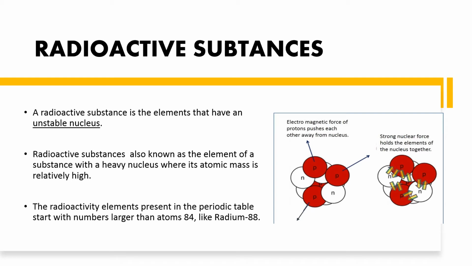Because the nucleus is unstable, the atom will decay into more stable ones, and unstable nuclei emit particles. The process of emitting energy by the nucleus of a radioactive atom in order to become more stable is called radioactive decay. Now, let's move on. What is radioactive decay?